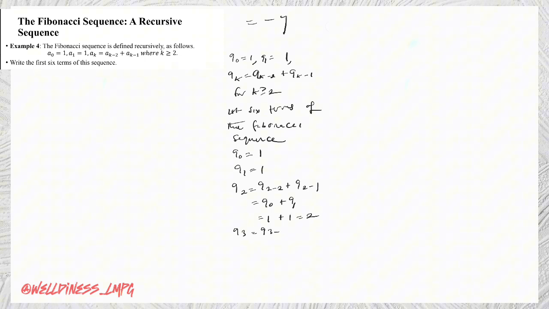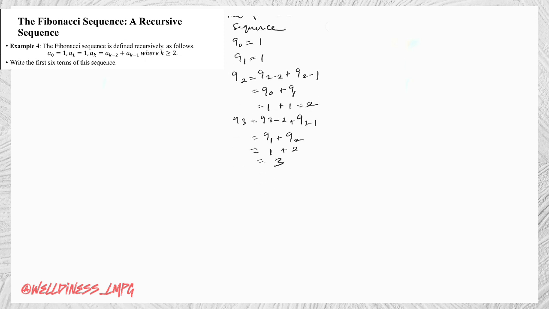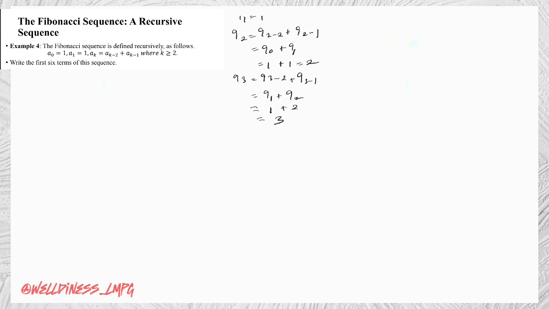Now, to get our A3, we are going to substitute 3 everywhere we see K. So that will be A3 minus 2 plus A3 minus 1. And A3 minus 2 will give you A1, and A3 minus 1 will give you A2. So we are going to be left with A1 plus A2. And we know that from the question, our A1 is given as 1, and our A2, we solved that earlier, we arrived at 2. So our final answer is going to be 1 plus 2, which will give you 3.